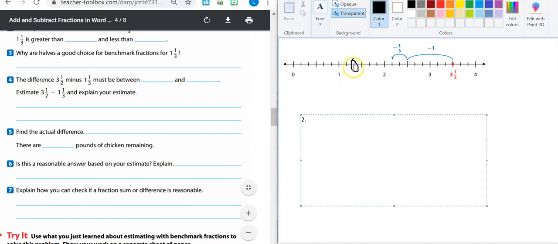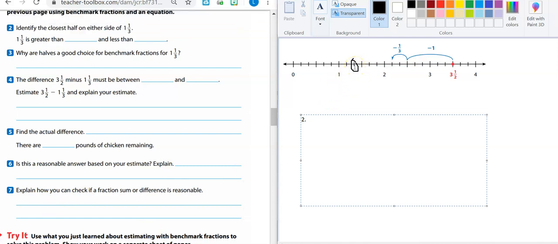So 1/3 will be represented right here. The question says 1 and 1/3 is greater than, so 1 and 1/3, this area right here. We know that 1 and 1/3 is greater than what number? It's greater than 1, and it is less than what? 1 and 1/2, which will be right here. So for number 2, our answer to fill in the blank would be: 1 and 1/3 is greater than 1 and less than 1 and 1/2.